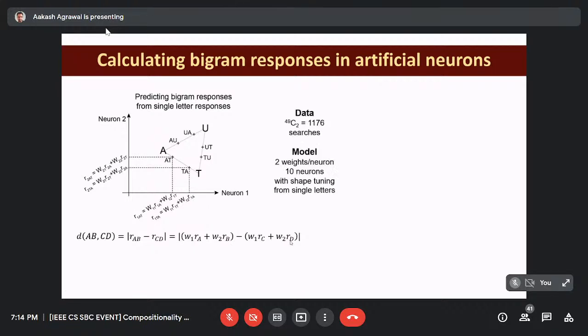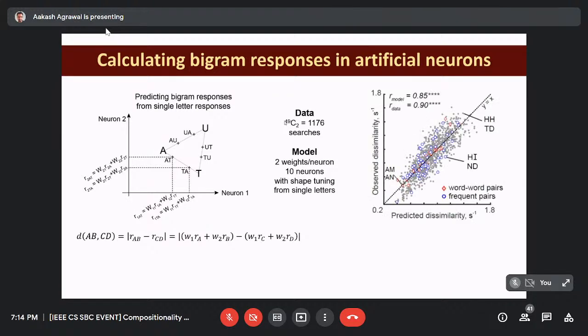So in this experiment, we chose 49 bigrams and collected 1176 searches. These 49 bigrams were chosen such that some of them were real words and some of them were just letter combinations. And what we saw was that this model could predict the data quite well.